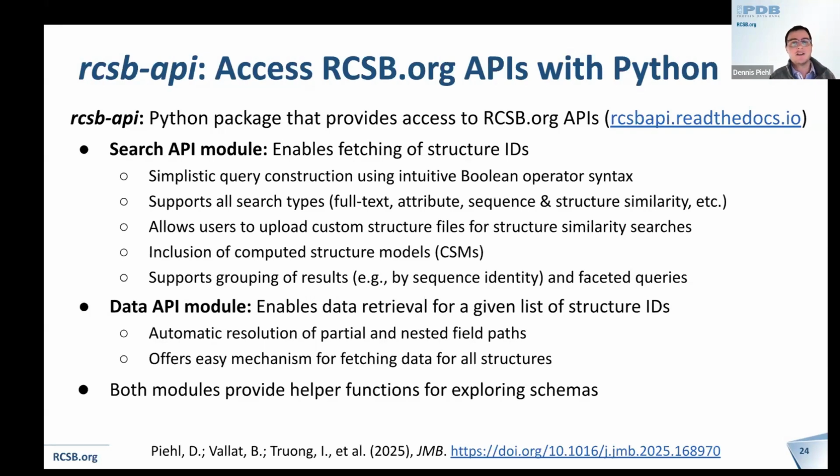So let's say you're interested in the citation information for all structures in the archive. This offers an easy tool for getting that information, as opposed to having to first provide the complete list of all structure IDs. Last, both modules provide a set of helper functions for exploring our schemas and discovering attributes.